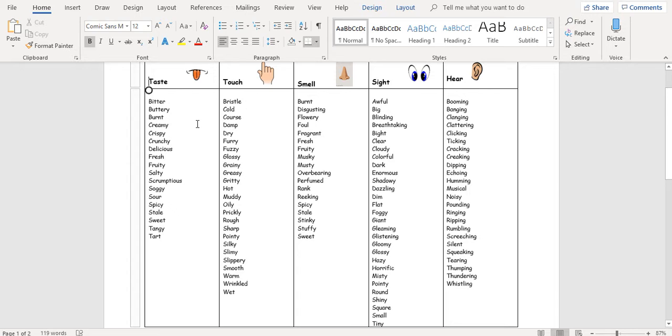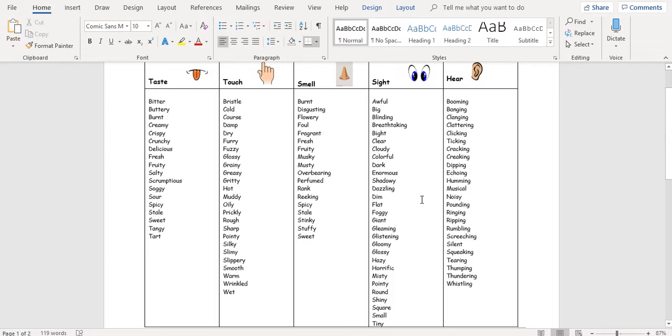So you can see from this list here that there are many different types of words that we can describe taste. Bitter, buttery, burnt, creamy, crispy, all of those. Touch: bristle, cold, furry, fuzzy, muddy, pointy, silky, wet. Lots of different touch ones. And smell: burnt, disgusting, fresh, musky, perfumed. Lots of different things. And for sight: awful, colourful, dark, enormous, foggy, giant, gleaming, glossy. And hearing things: booming, banging, clanging, ticking, noisy, ripping, screeching, or silent. All of those. Lots of different things.